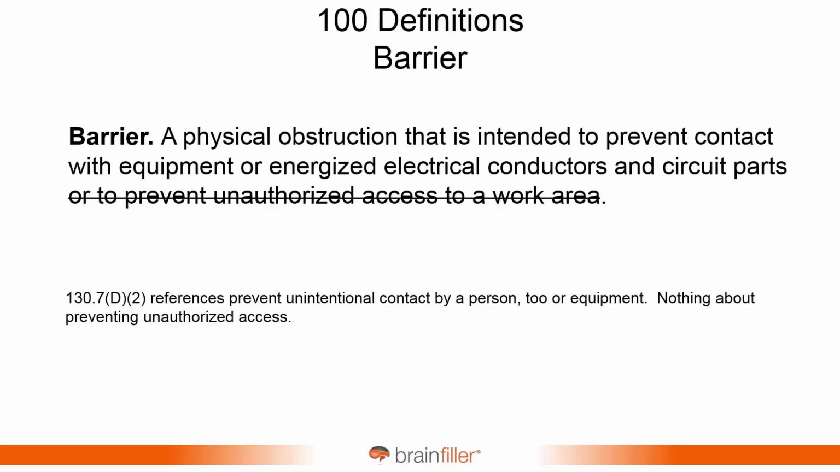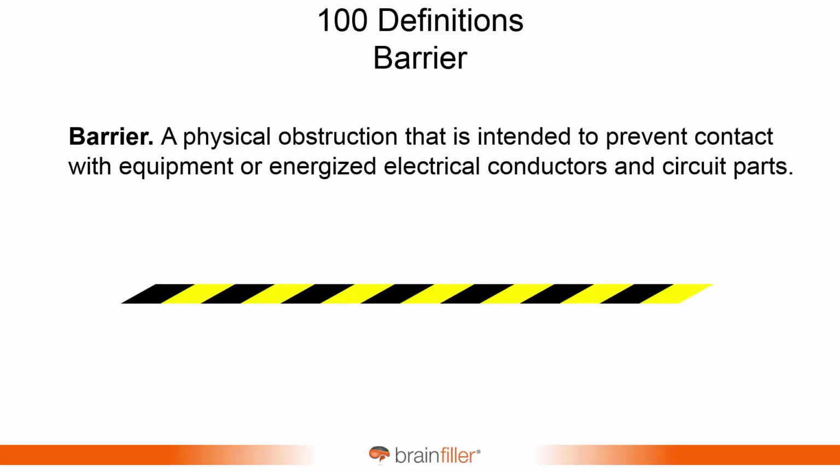Another adjustment, we'll call it, was with the definition of barrier. There was language in there that said it was to prevent unauthorized access to a work area. That's not really what was meant by this term barrier. In fact, in 130.7(D)(2), the term barrier is also used, so the language "or to prevent unauthorized access to a work area" was simply deleted, so that this syncs up with the other location in NFPA 70E.